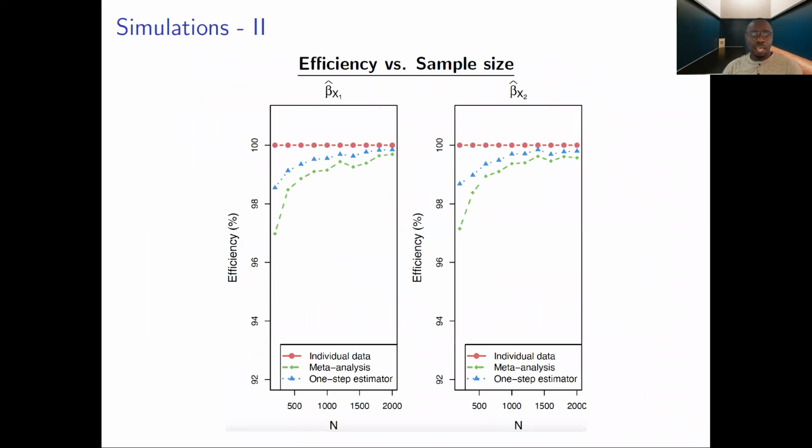The next thing that I wanted to look at was how sample size affects efficiency in general, because really, the goal is to improve efficiency, especially in small to medium samples. So we start from low samples, cranking it all the way up. You can see that throughout, especially for low to medium samples, the proposed estimator shows an improvement over the meta-analysis estimator. And this is true for both covariates.